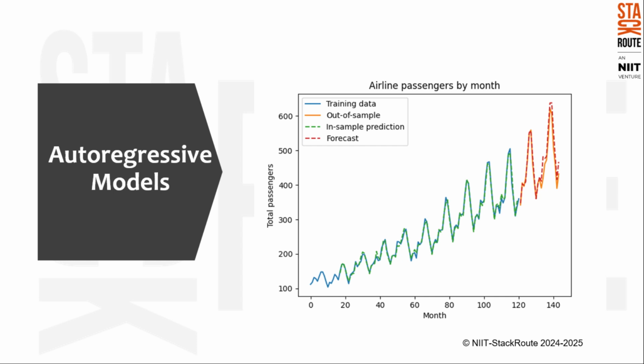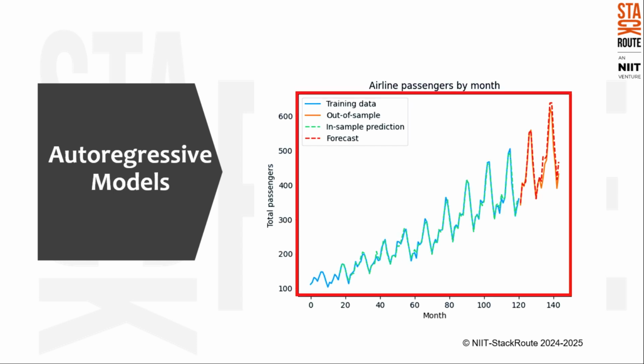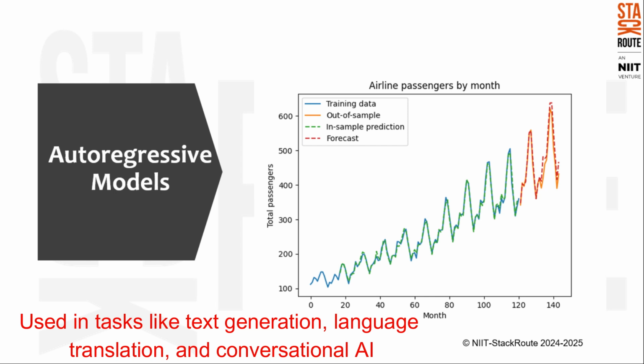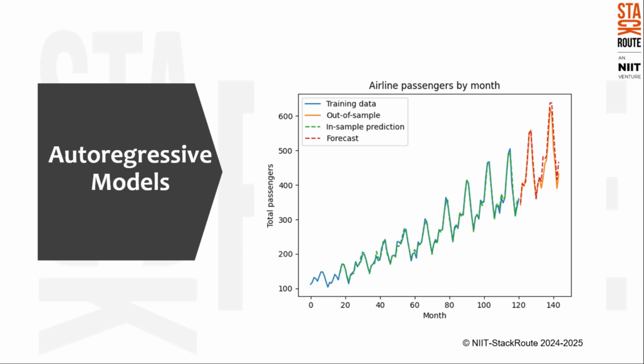In the example shown on screen, the blue line represents the actual time series data, and the red line shows the predictions made by an AR model. The model captures the underlying patterns in the data and generates accurate forecasts. You'll see autoregressive models used in tasks like text generation, language translation, and conversational AI. They're also great for speech synthesis and music generation.